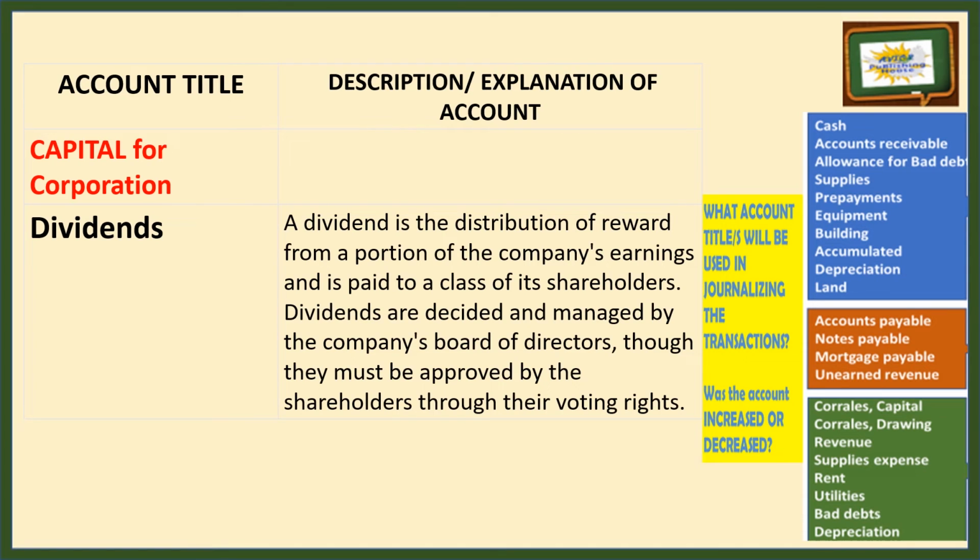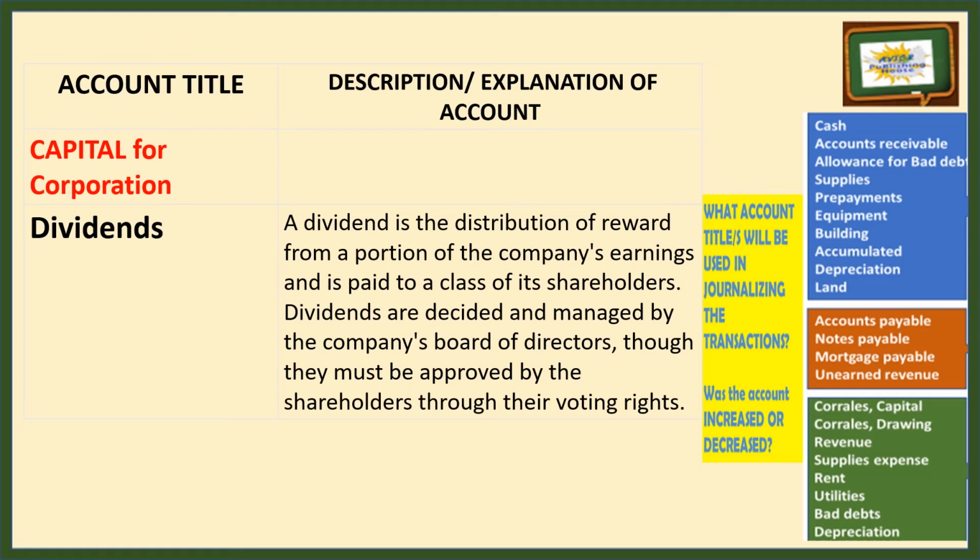So dividends. Dividends is similar to withdrawal or drawings in a sole proprietorship and partnership because it is the distribution of income of the corporation to the owners or stockholders. Dividends are decided and managed by the company's board of directors, though they must be approved by the shareholders through their voting rights. When it is a sole proprietorship, it's easier to get money from the business. You will just have to withdraw.